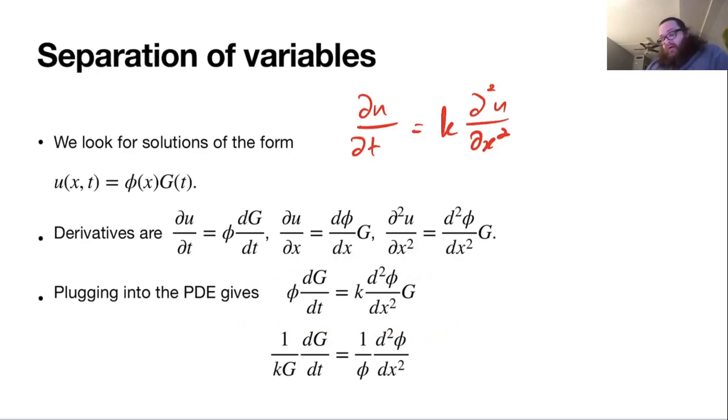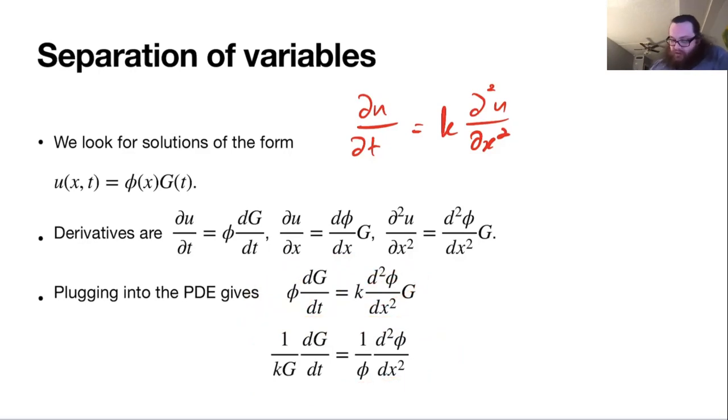Now we're going to collect all of the x dependent pieces on one side and all of the g dependent pieces on the other side. And moreover, just for convenience, we're going to take this k and move it over to the g side. So if you divide by phi, that's going to go down there. If you divide by kg, that's going to go down there. And so we end up with this expression.